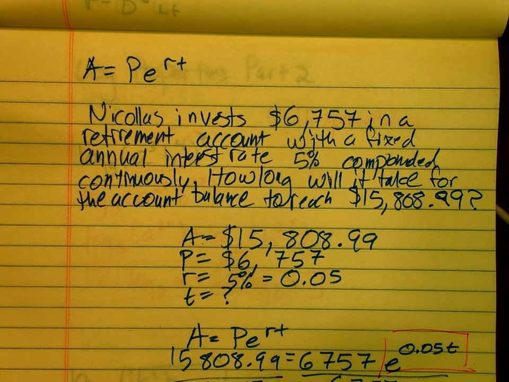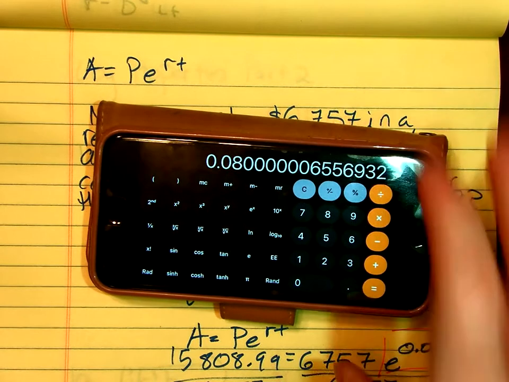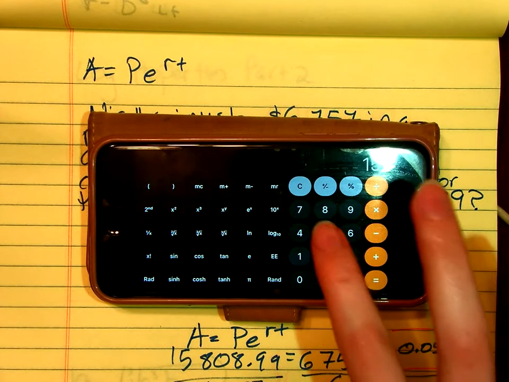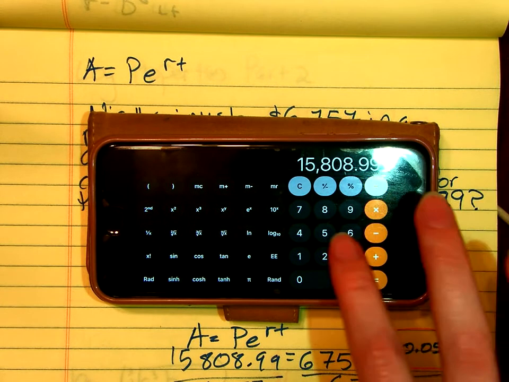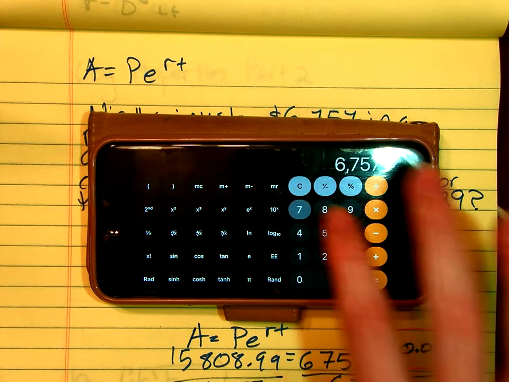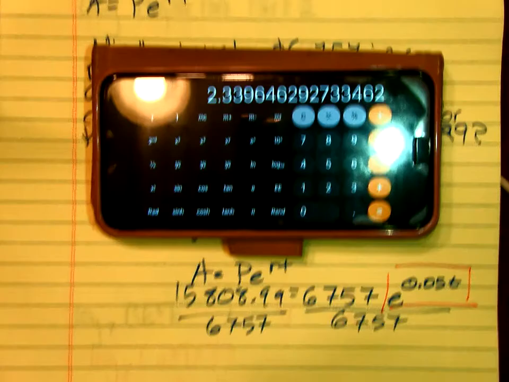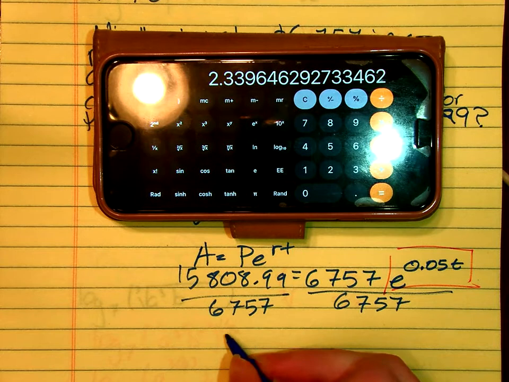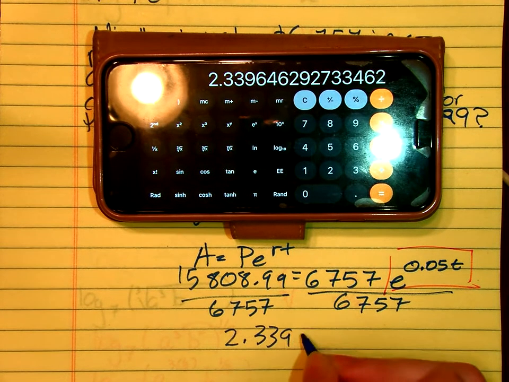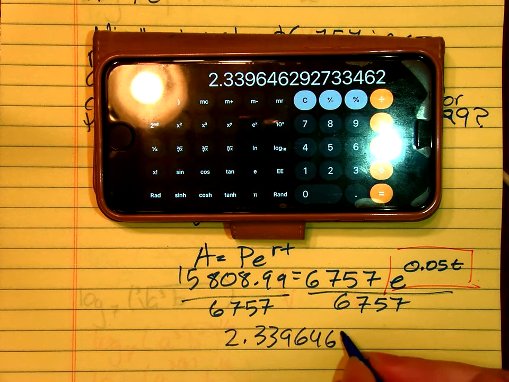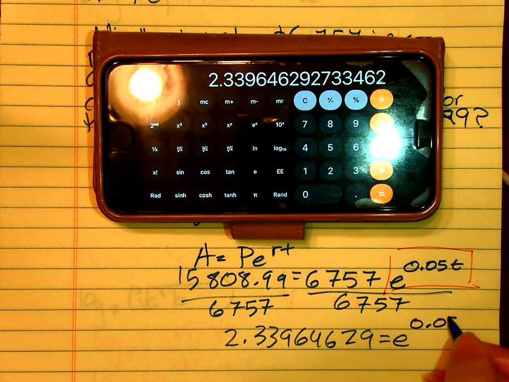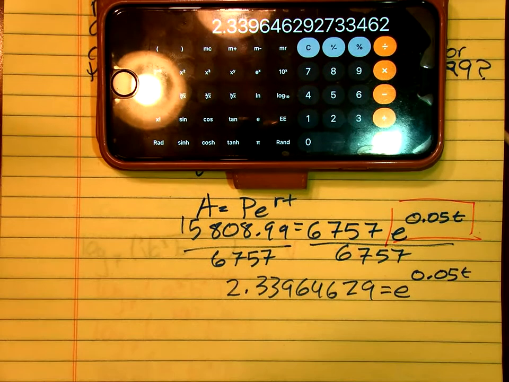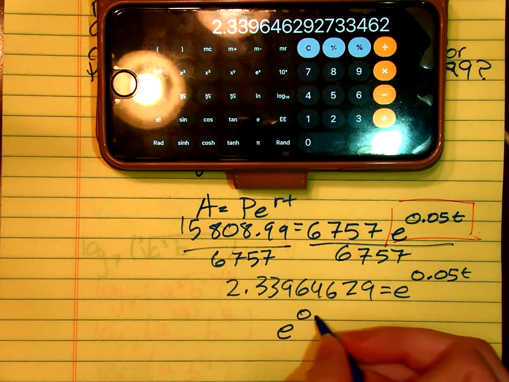My phone is taking a moment. Intermission, there we go. Okay. So we do $15,808.99 divided by $6,757. So we get 2.33964629, disgusting number, equals e to the 0.05 times t. Again, I'm going to flip this around to the order that I'm used to.